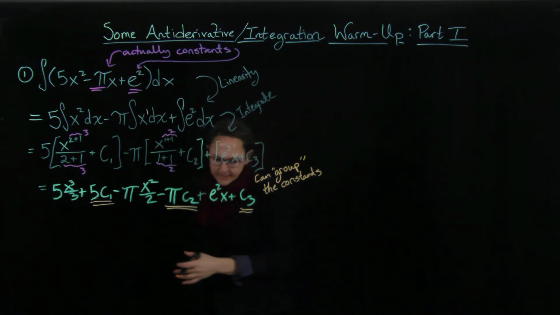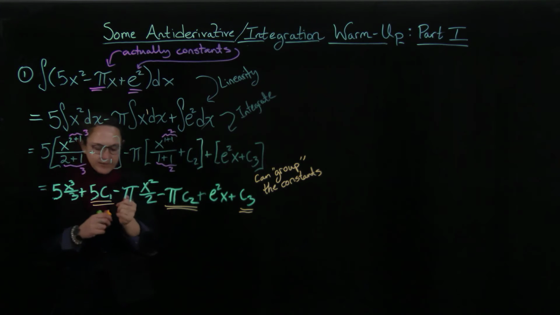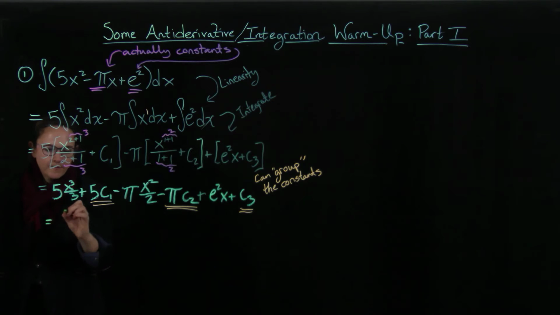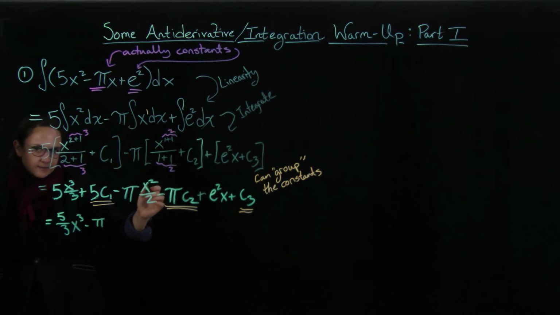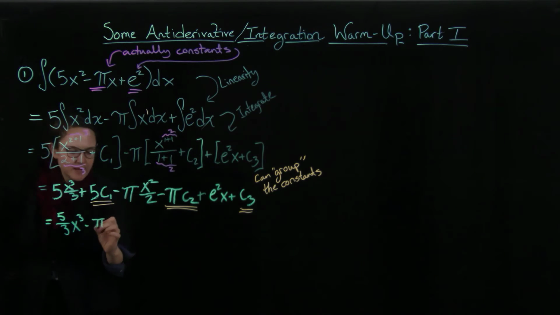Okay, and then the other thing I can do is that having this divided by 3 here really means I'm multiplying by 1/3, so I can have 5 times 1/3. So I can bring that together too, and just make this a little bit nicer, so I get that this is going to equal 5/3 x cubed. That constant's going to be grouped at the end. I get minus pi. Again, dividing by 2 is the same thing as multiplying by 1/2, so pi times 1/2 is the same thing as pi over 2.